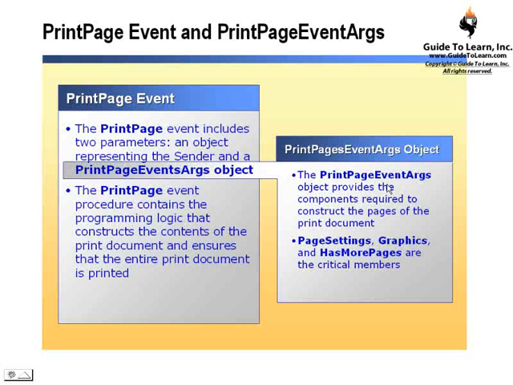The print page event arguments provide the components required to construct the page of the print document, the page settings, graphics, and obviously the number of pages. And then of course the print page event itself contains the programmatic logic that constructs the content of the print document and ensures that the entire print document is printed. So consider that you have two different objects, one that manipulates the entire printing and another that manipulates one page at a time. So you have to understand how many pages you want to print and for each page how you want to print it.